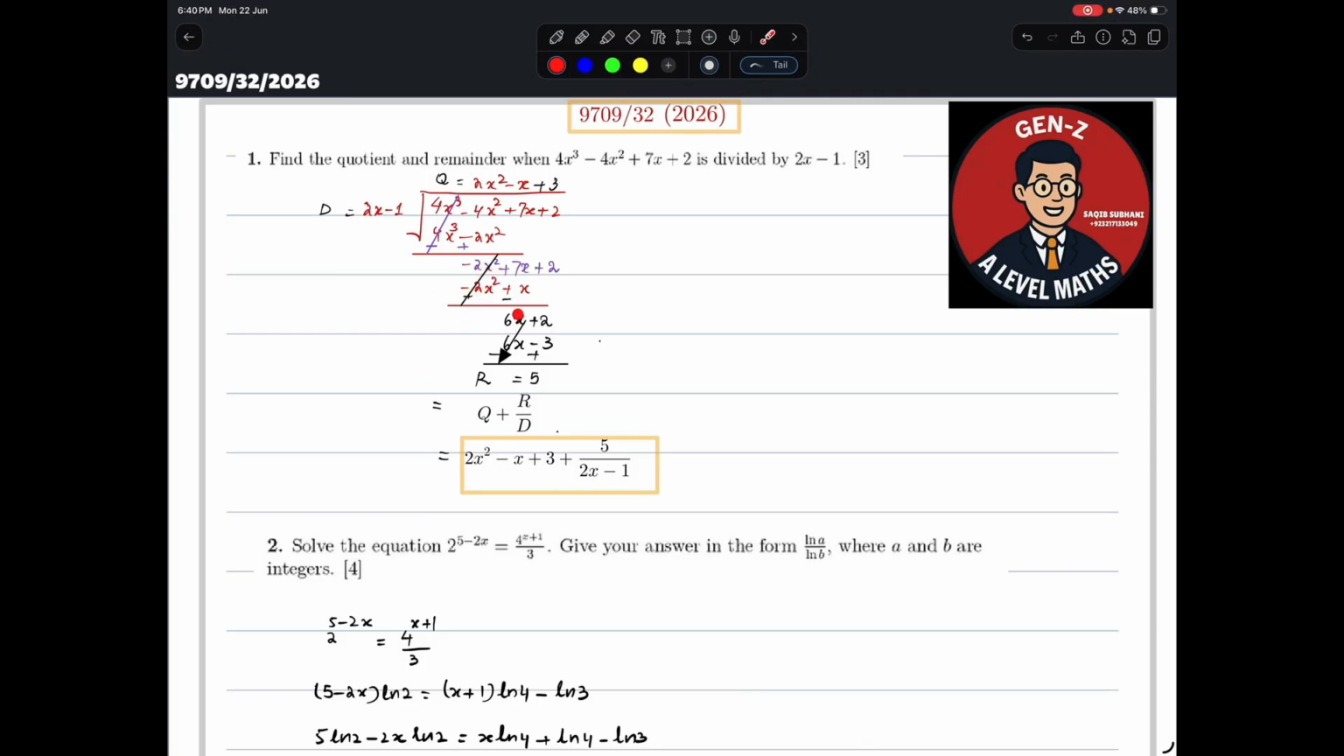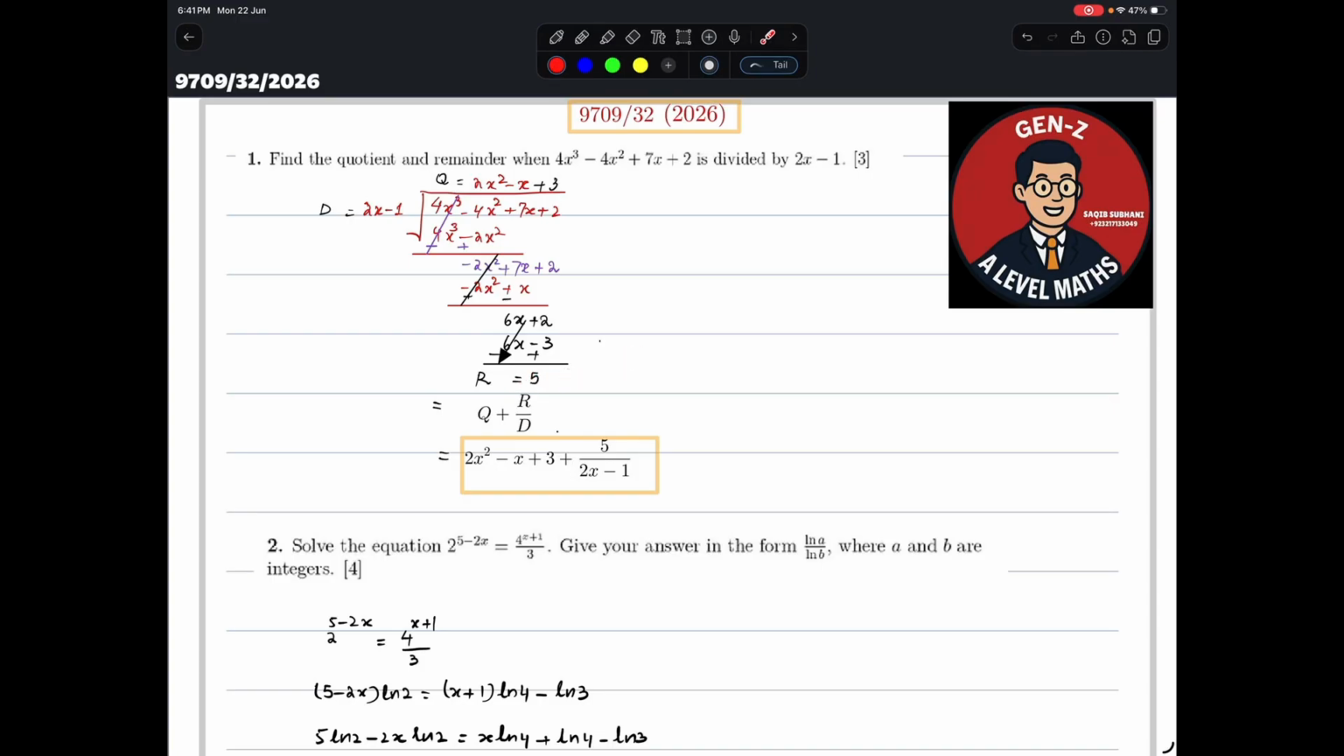So then you will be getting 6x plus 2, and then we will multiply 3 with this. You will be getting 6x minus 3, and then we subtract it. You will be getting remainder 5. So therefore the quotient is 2x square minus x plus 3, and the remainder is 5.